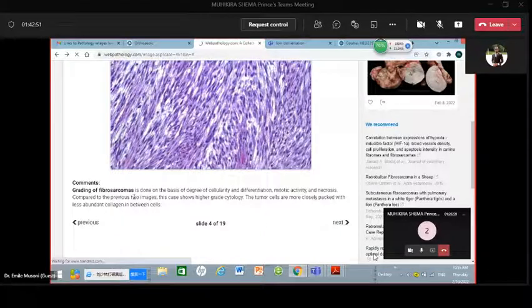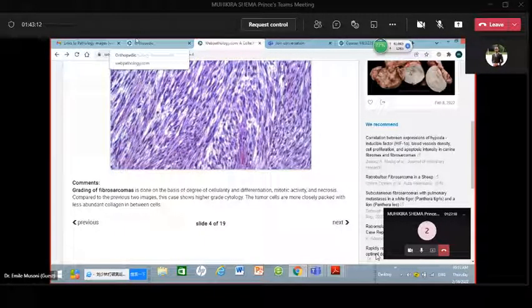Grading of Fibrosarcomas is done on the basis of degree of severity, differentiation, mitotic activity, and necrosis. When there is necrosis, there is a poor prognosis. Mitotic figures and necrosis are indicators of poor prognosis.